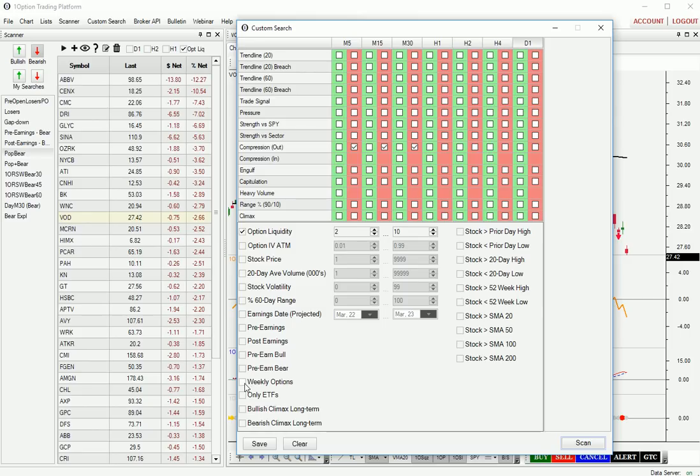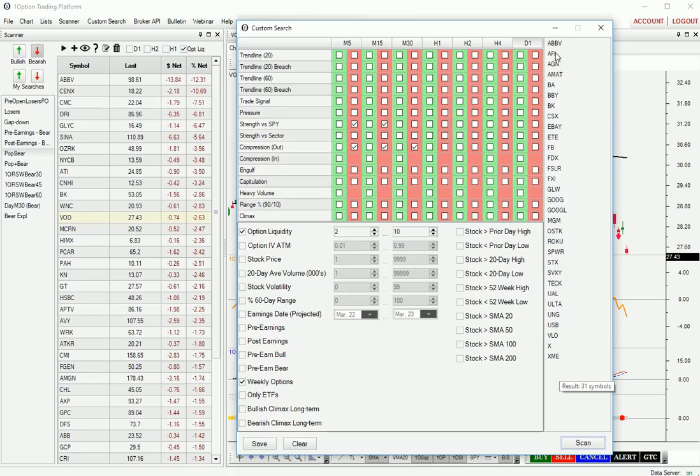I'll also click weekly options, and we'll see what comes up on the scan, and we get an awful lot of candidates, as you might expect on a day like this where the market is really declining. So let's add some more criteria. Strength versus SPY can either be bullish or bearish. If it's bearish, obviously it's weakness versus the SPY. Let's see what we've got here. Now our list has narrowed dramatically.